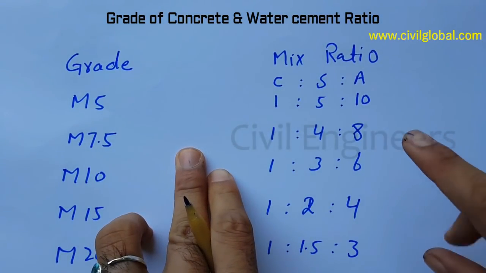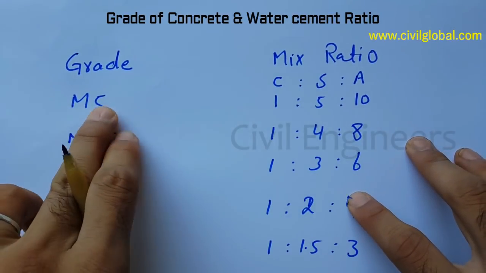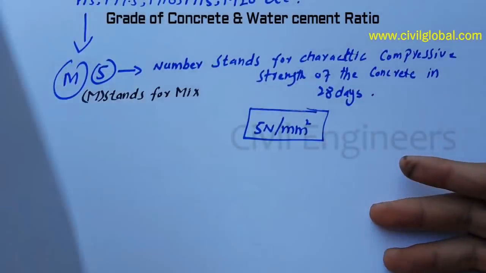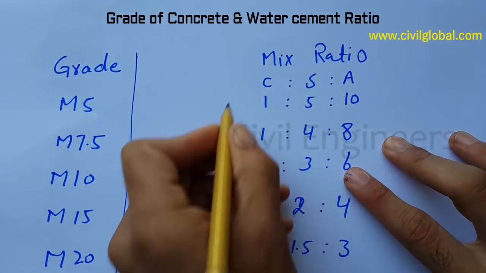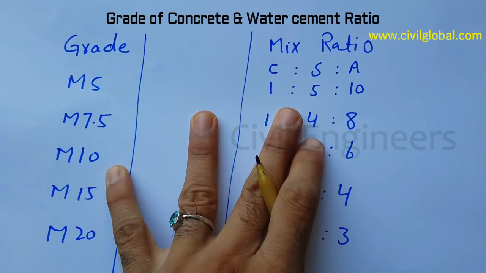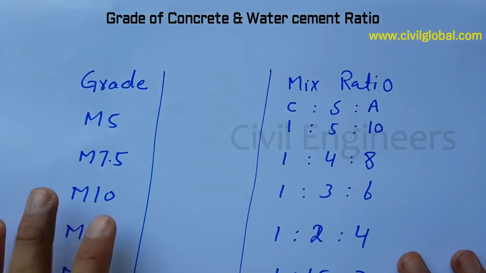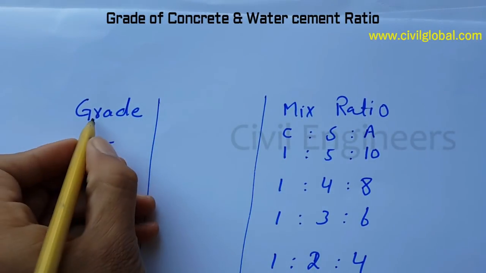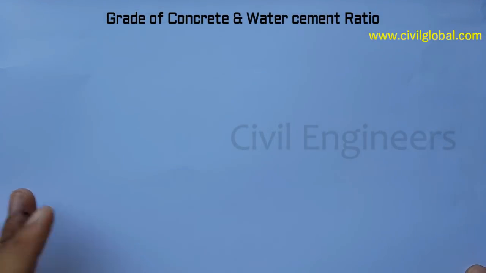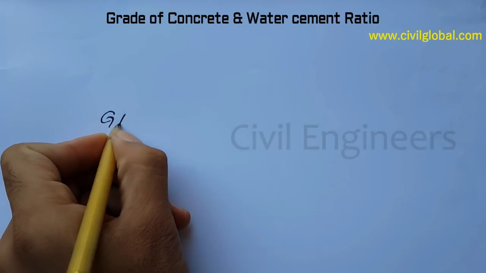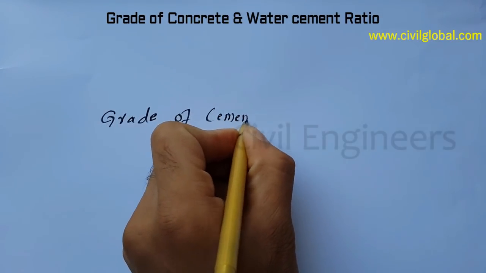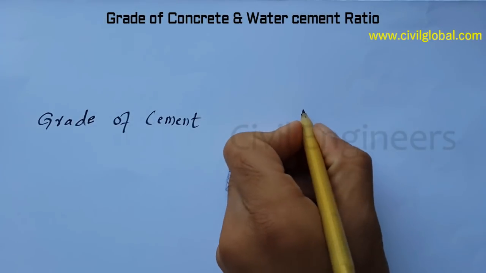Now we have to find out how many liters of water are required for M5, M7.5, M10, M15, and M20. I will show you here how much water, how many liters of water, is required for the different grades of concrete. So we have the grade of concrete, and the second column is water per bag of 50 kg of cement.